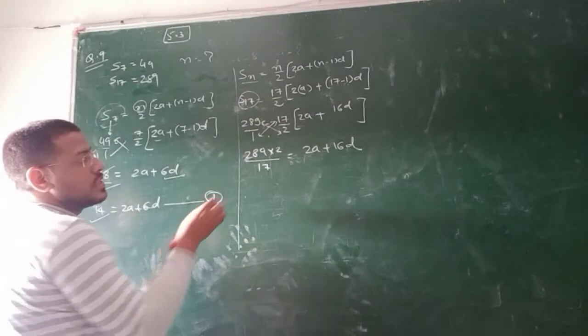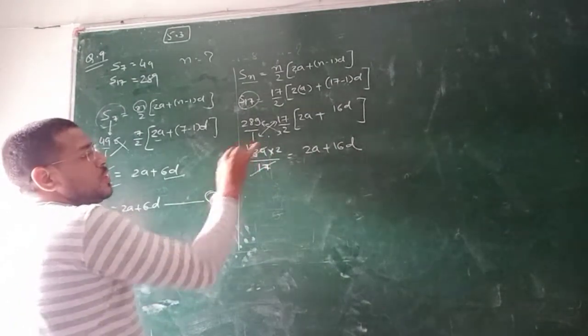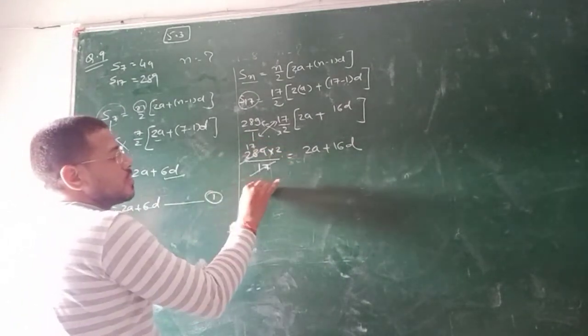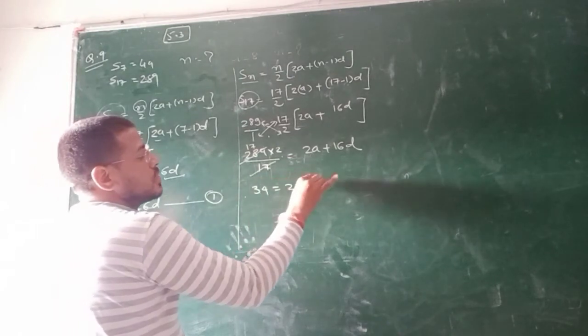Now what is to be done? 17 17s are 289, 17 2s are 34. You got your equation number 2.